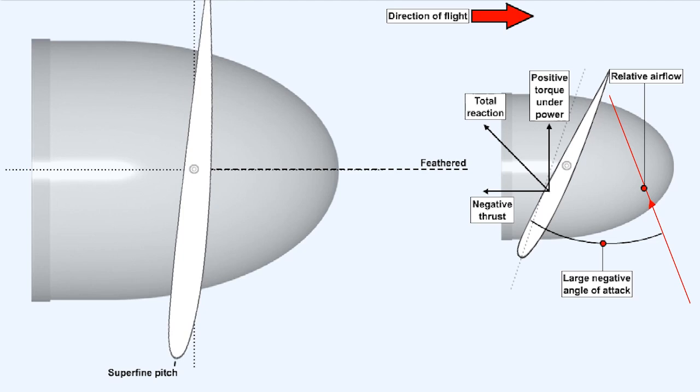With the propeller in reverse pitch, the forces on the propeller blade are as shown here in the small diagram on the right of the screen. As you can see, in reverse pitch, the forces generated by the propeller will produce a braking effect to actively decelerate the aircraft after landing.